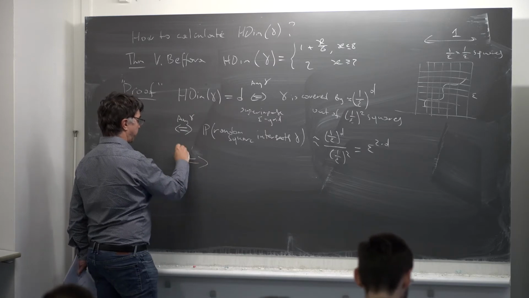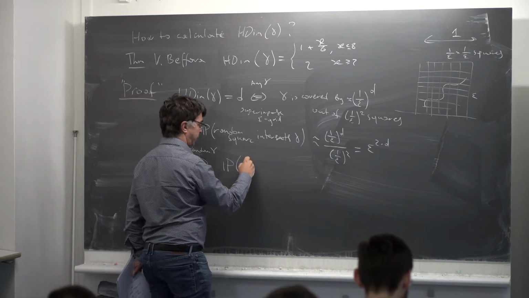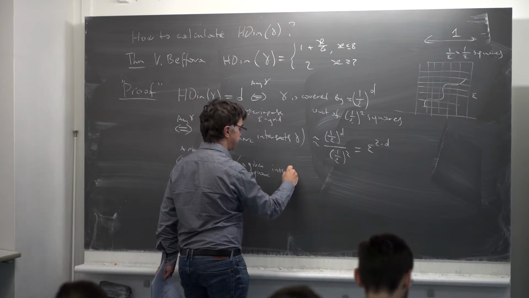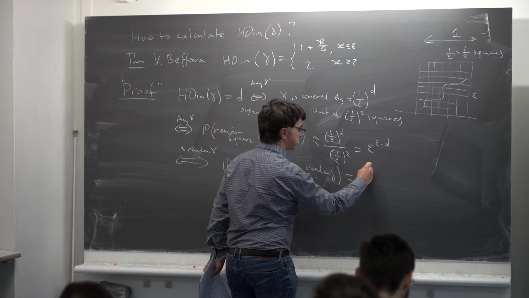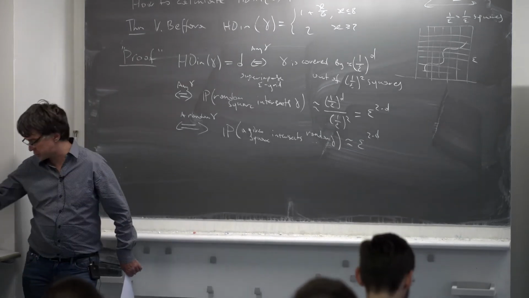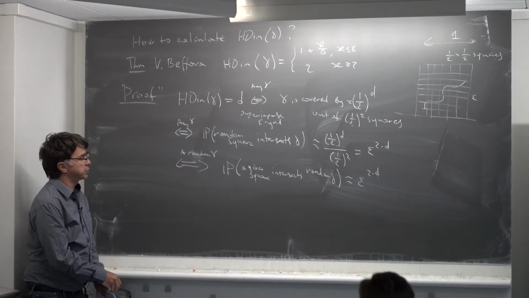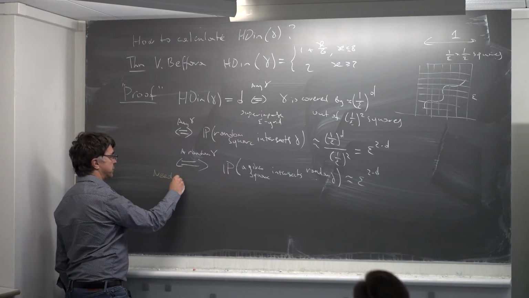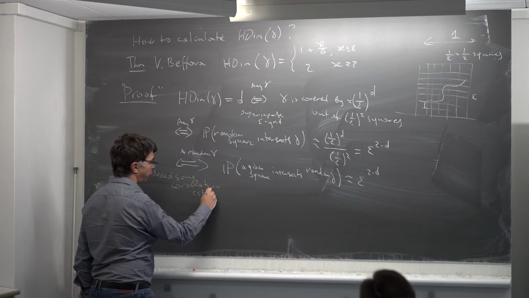And then for a random gamma, the probability that a given square intersects a random gamma is approximately epsilon to the power 2 minus d. It's all a bit hand waving. There is one rigorous thing one has to do to make it rigorous. You need some correlation estimate. What do I mean?